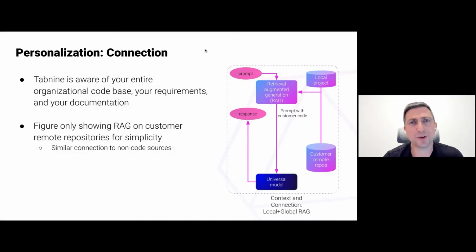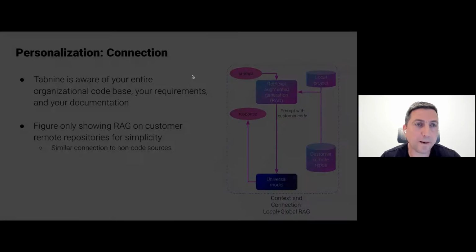In terms of connection, it works very similarly, but now RAG is not contextualized just on the local project. It can contextualize on the entire code base in your organization and other sources of information that I'm not showing here for simplicity. So you may be interacting with Tabnine, providing some prompts, and Tabnine uses retrieval augmented generation to pull in the relevant sources of information, both from your local project and from all code in the organization, in order to answer the questions, hitting the universal model.